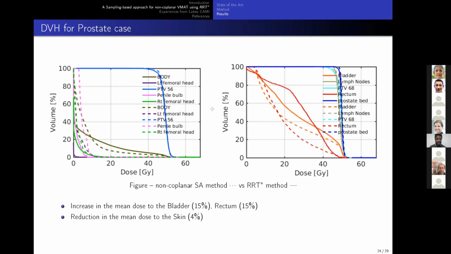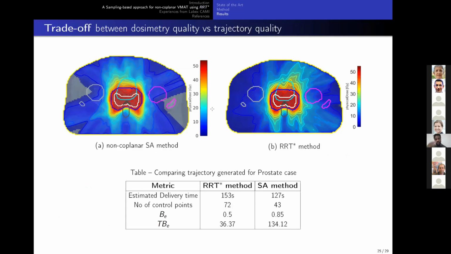I will not dwell too much on the DVHs, so I will not bore everyone. What is interesting here is that this study showed us that there is a trade-off that we can have between getting a very high-quality trajectory and getting a very good dosimetry in the case. On the left side, we see the non-coplanar simulated annealing method that is used, and on the right side, we see that the RRT star method is used. Dosimetrically, the one on the left side, the figure A, is better.